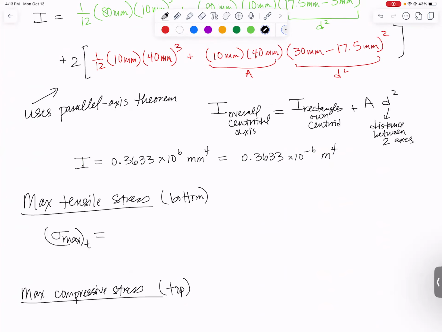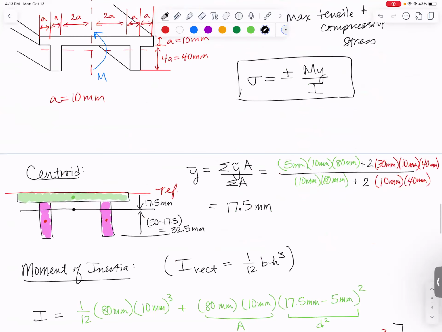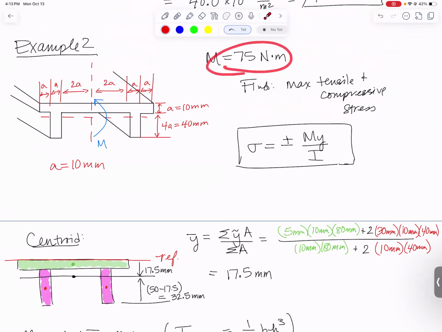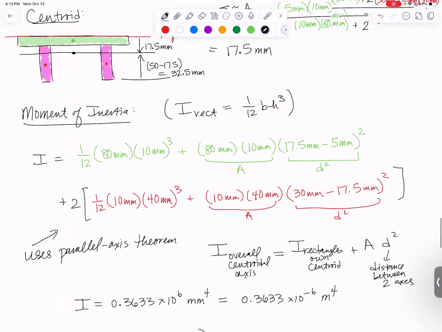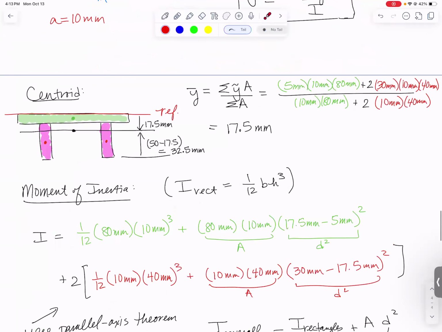Max tensile stress. The equation is My over I. It's going to be positive because tension is positive. The moment was 75 Newton meters, I believe. Let me go double check that. Yes, 75 Newton meters all the way back there. Now, y needs to be the distance from the centroid of the shape to the place where you're finding the stress. Well, the stress is always biggest at the very, very top and the very, very bottom, because stress gets bigger and bigger and bigger as you go away.